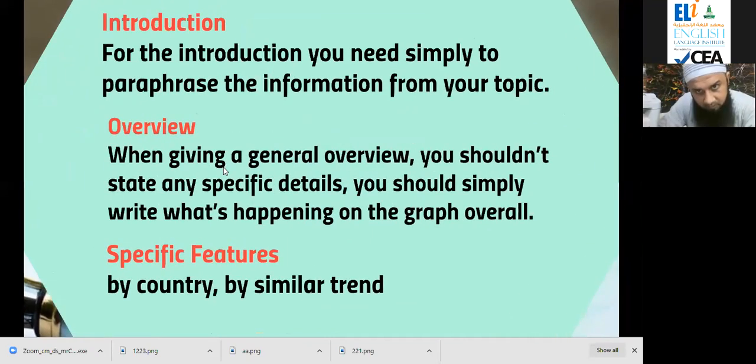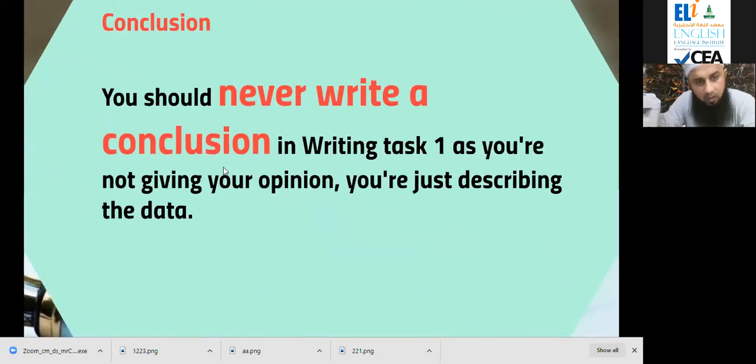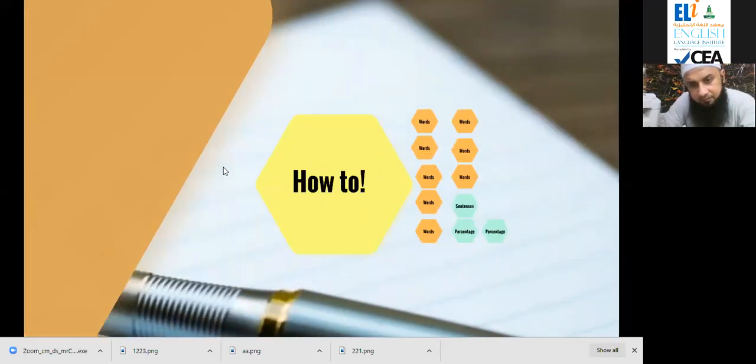Introduction, where you rephrase. Then the overview, the second paragraph, is the general overview. You shouldn't state any specific details. You simply write what's happening on the graph overall, and then the specific features, by country or by similar trend, increasing or decreasing. Now we'll look at some words and vocabulary used for writing.